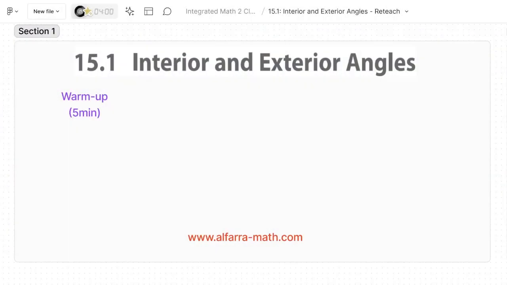Today we're going to learn about 15.1 interior and exterior angles. But the special thing here in module 15, the interior and exterior angles that we're talking about, is the interior and exterior angles in triangles, not only parallel lines.